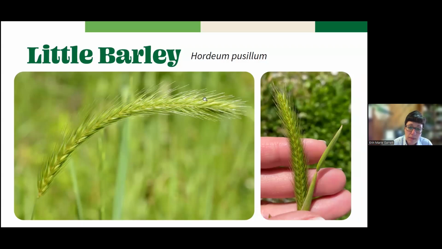Okay. This photo, this is not typical. This one was nodding to the side. Most of the time they're going to be held straight up, but you can see that closer view of all of those spikelets packed together with their awns. Little barley.